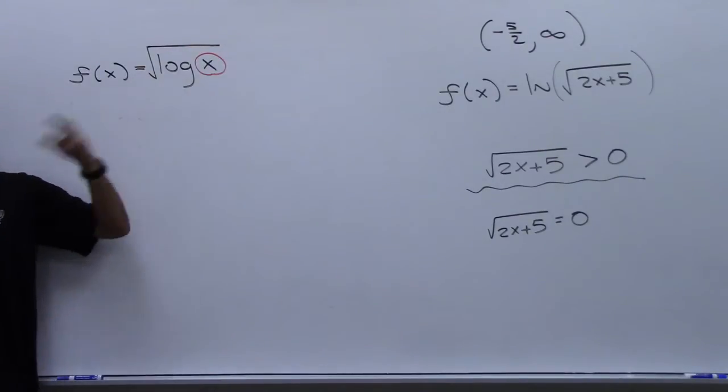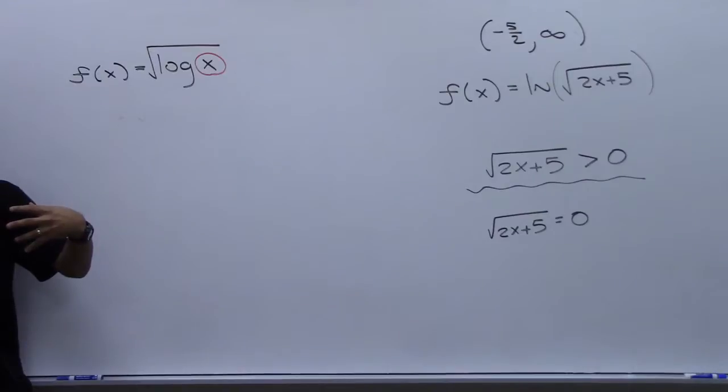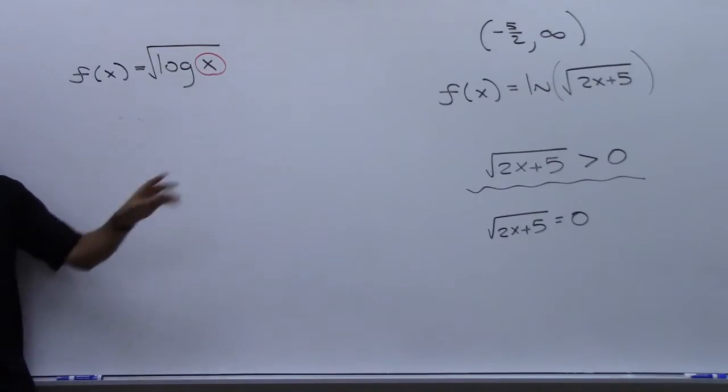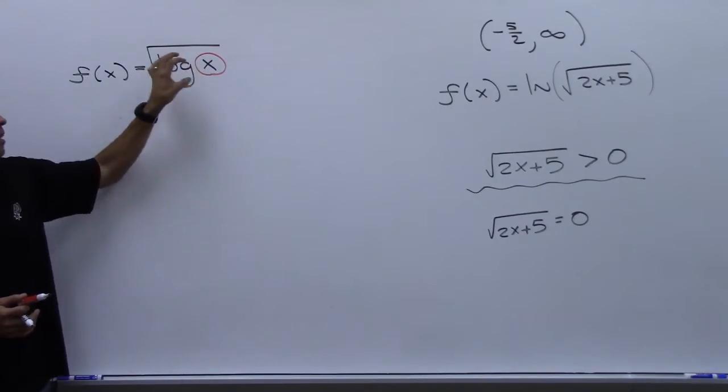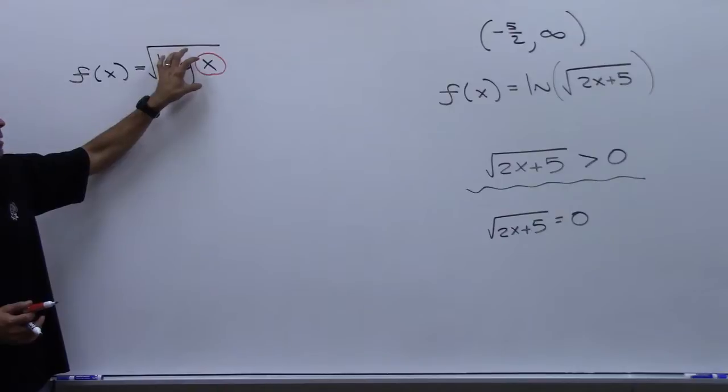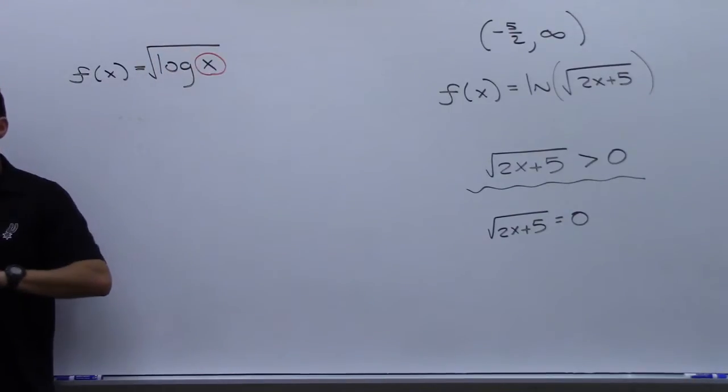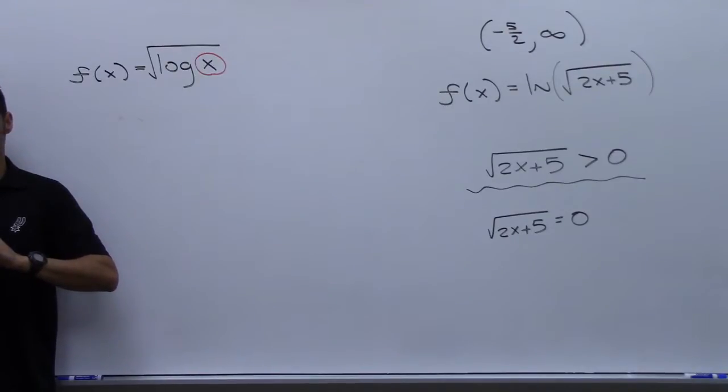You actually have a log function sitting inside of a root function. So you have to consider two different types of domains here. First, what's the domain of the log? Once we get that answer, we need to make sure that answer is never what? Zero or negative. This whole thing under the root can't be negative. Well, it can be 0 though, right?